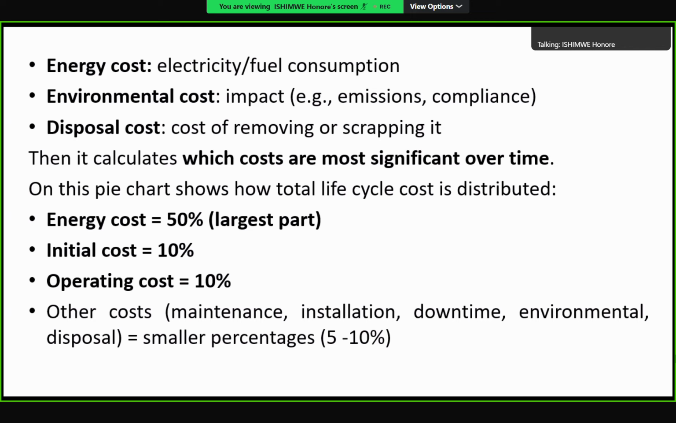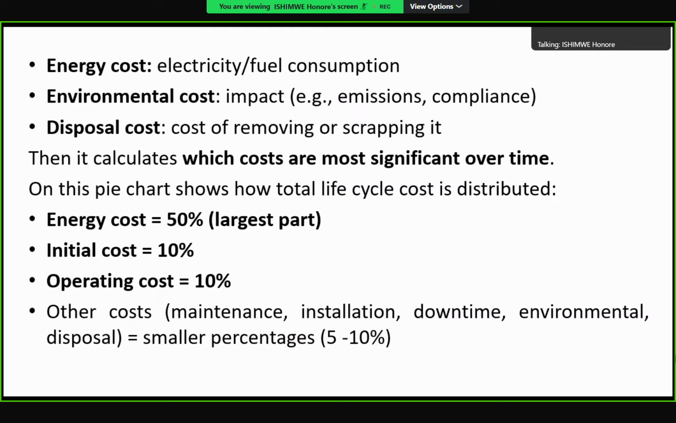I talked about it when I was introducing the session. So for energy, you analyze what will be the most significant cost over time of your product. On this pie chart, we have seen that the life cycle cost is distributed such that energy has the largest part, 50%. The initial cost is 10%, operating cost 10%.